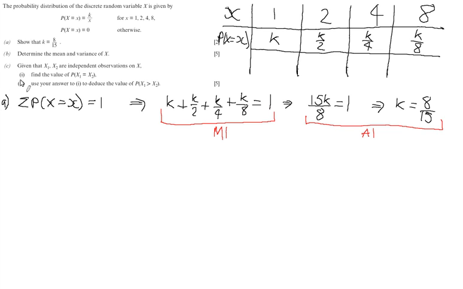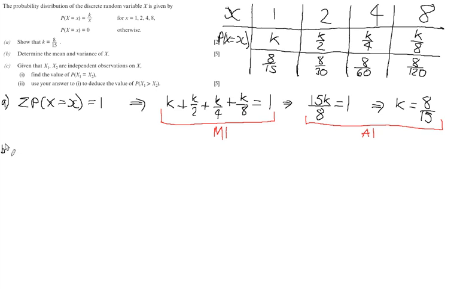Okay, part B wants us to find the mean and variance of X, so it helps to have the probabilities here. So what we're going to have is 8 over 15, and so we're then going to have 8 over 30, then 8 over 60, and 8 over 120.